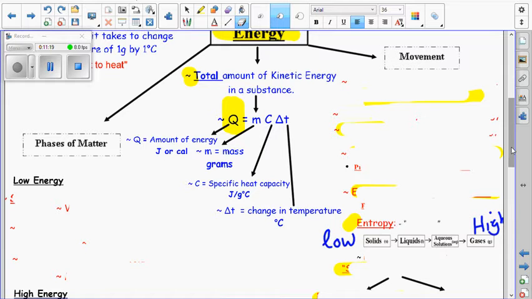Now, let's talk about the different phases of matter, your solids, liquids, your gases, okay?